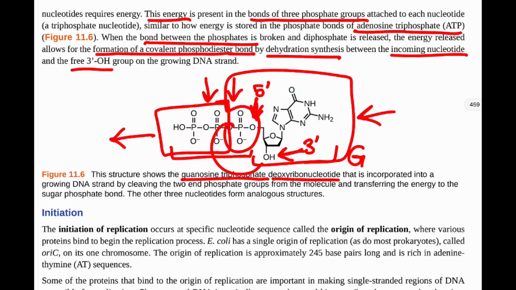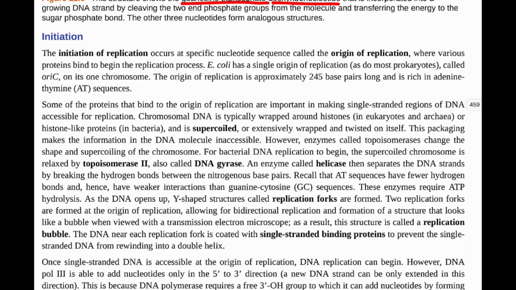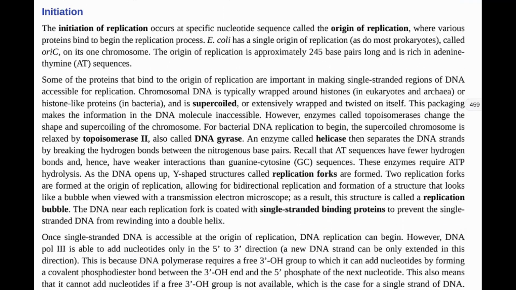So let's talk about initiation. Remember, we have initiation, elongation, and termination. The first piece here is initiation of replication. This occurs at a specific nucleotide sequence, and we call that the origin of replication. Origin is where it starts. So that's where we start replication.